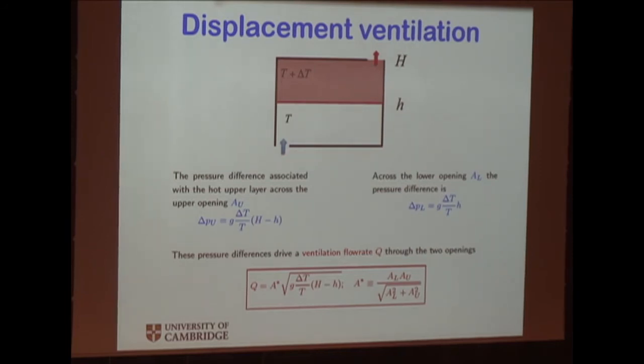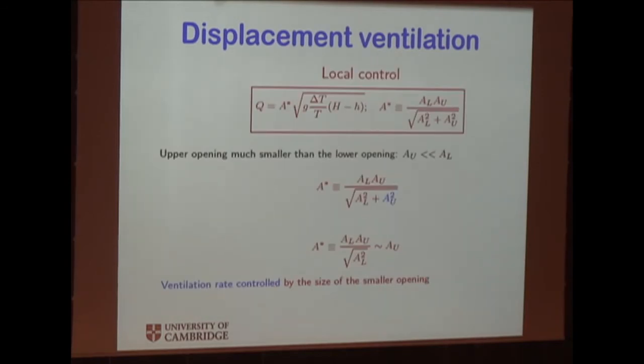I won't go through the mathematics, but you can calculate the flow rate in terms of an area, the temperature difference between these 2 layers, this delta T, and the height of this upper red layer here, H minus h. And the point about this area is that it's a composite of the lower area AL and the upper area AU. And I'll show you that that's really important. So we go back, this is the same formula as before.